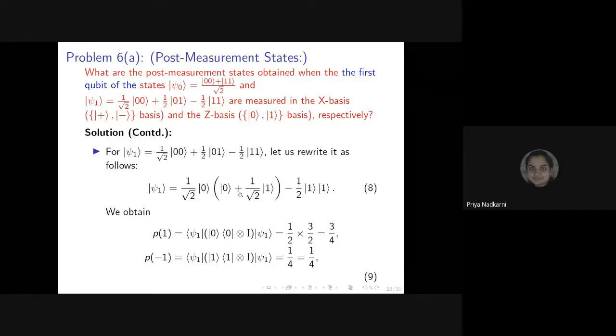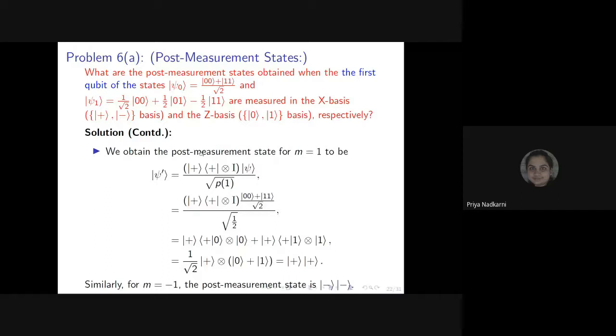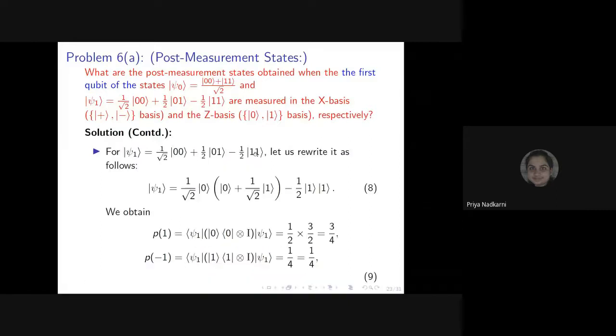I've just written it in this form because in the measurement operator, we are considering this projection operator, and the basis there, in the next slide, is 0 0. Because we know that 0 and 1 are orthogonal, writing it in this form would just cancel out the second term when we are measuring the first term. So using this particular formula, we get p of 1 equals half into 3 by 2, which is nothing but 3 by 4. And we get p of -1 equals 1 by 4. So next, the post measurement state.